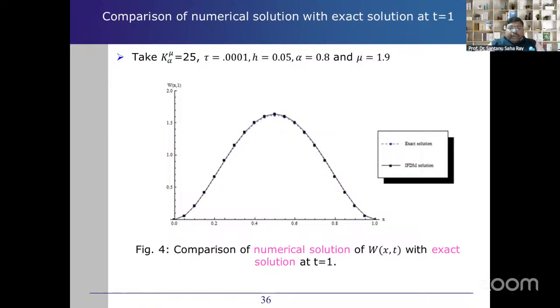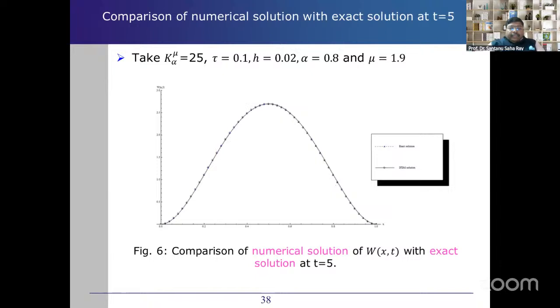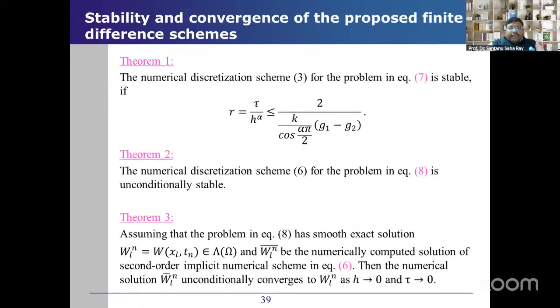Figure 5 also represents the comparison of the numerical solution obtained by the implicit finite difference scheme with the exact solution for time t equal to 3. From these two figures, we can see that there is an excellent agreement between the exact solution and the numerical solution. Figure 6 represents the comparison of the numerical solution obtained by the implicit finite difference scheme with the exact solution for time t equal to 5.